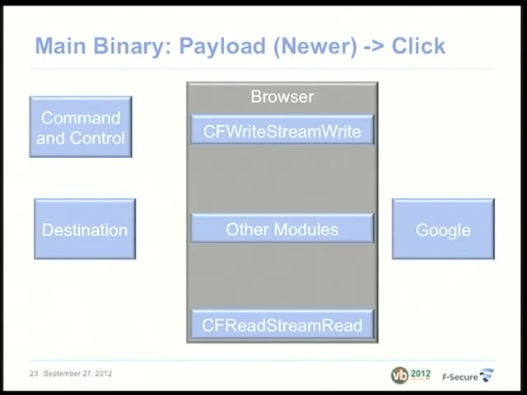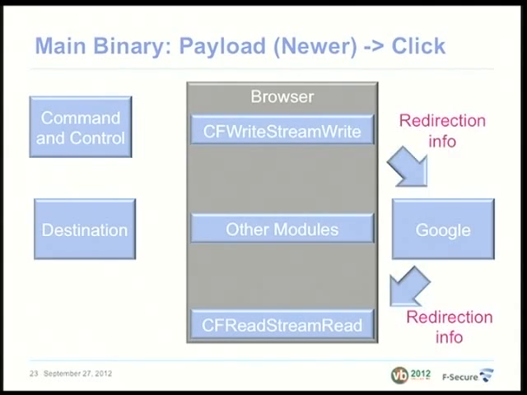Now, when the user clicks on a link in the Google search result, this will be caught by the CFWriteStreamWrite hook again, but this time it will send tracking info to the command and control server. This is presumably to help the Flashback authors keep track of how much they should be earning already. Then at the same time, the hook will send something to Google, but instead of sending the correct Google click request, it will make a specially crafted request that contains the redirection info.